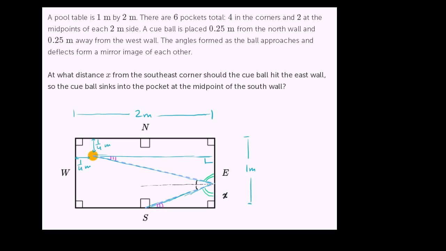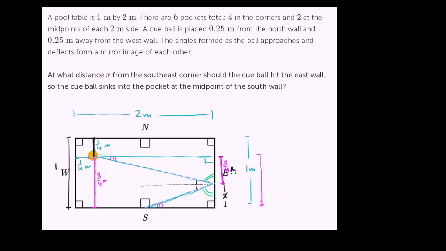So let's figure out what we know about these triangles. That distance is x. Now what is this distance right over here going to be? We know that this distance is 1/4 of a meter. We know that this entire distance is 1 meter. So this distance right over here is going to be 3/4 of a meter. And if this distance is 3/4 of a meter, then this part right over here is going to be 3/4 minus x meters.